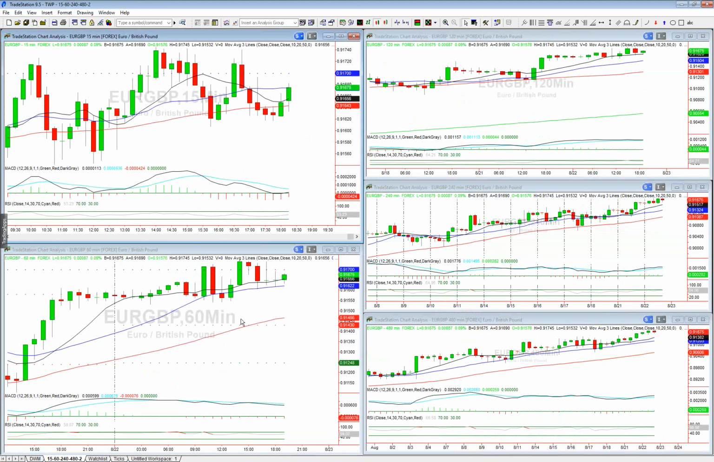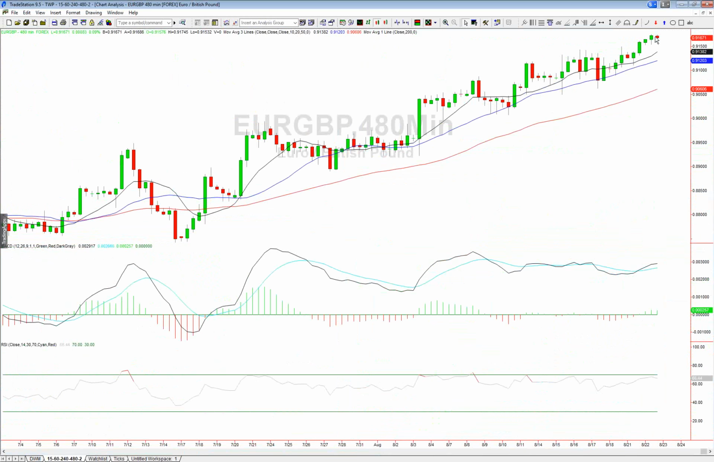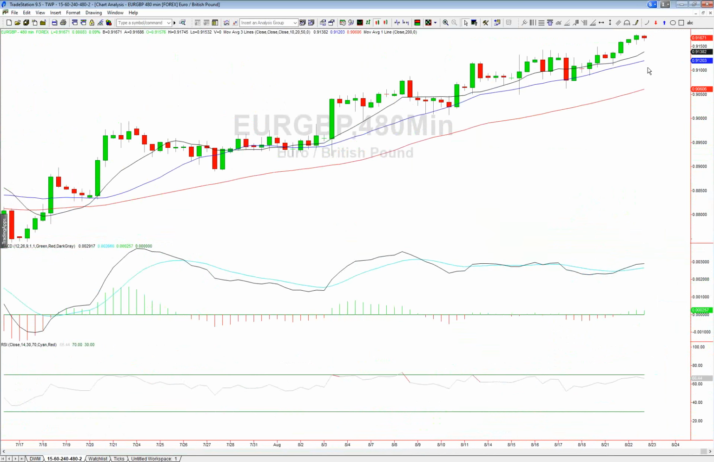Same is true for the hourly chart. Now, the 2-hour chart starts to look a little bit like it. The 4-hour chart, pretty much the same. And on the 8-hour chart, we start to see that there might be a potential correction going on here. Now, once again, I'm a trend following trader. I don't want to take this counter trend trade.